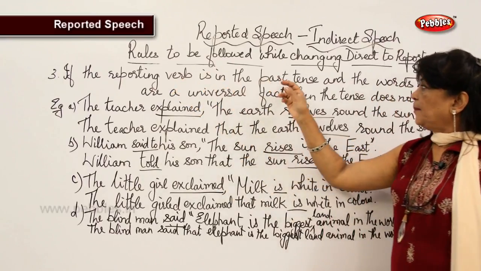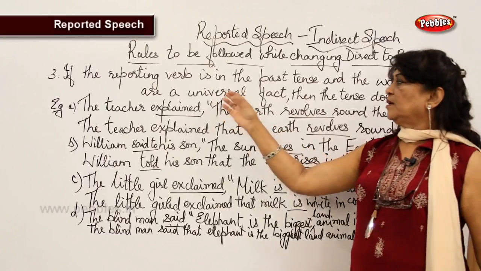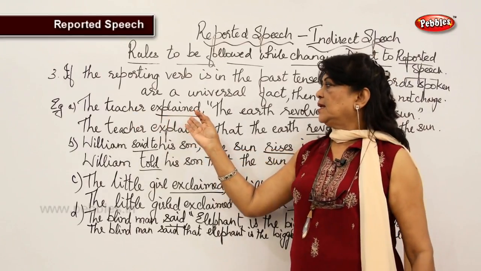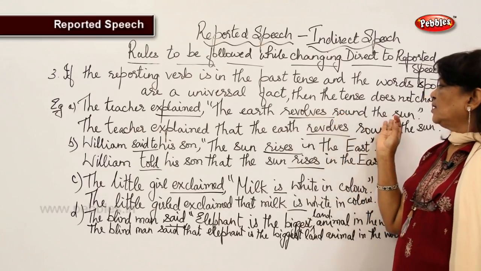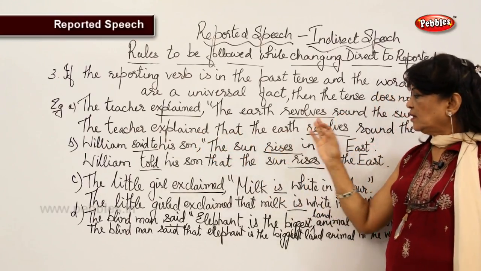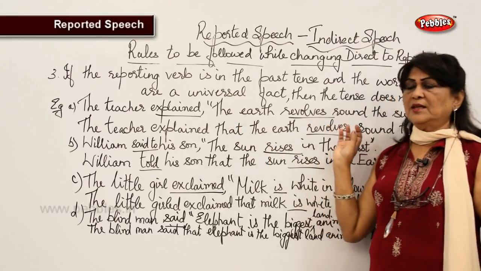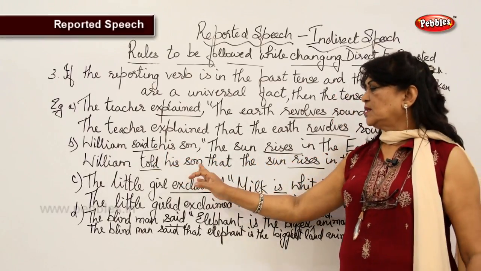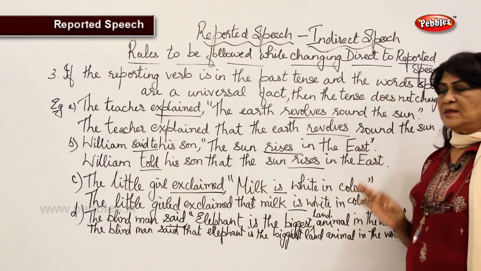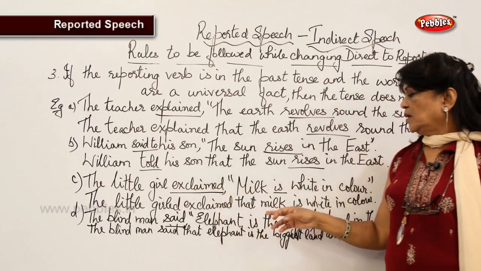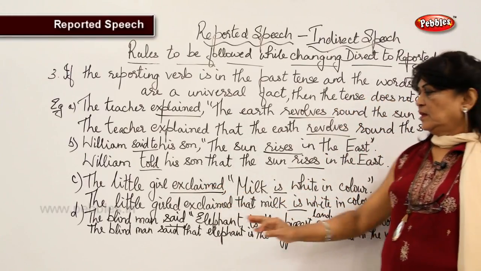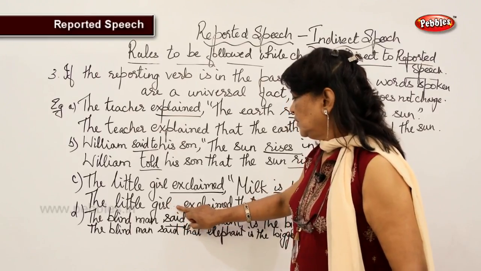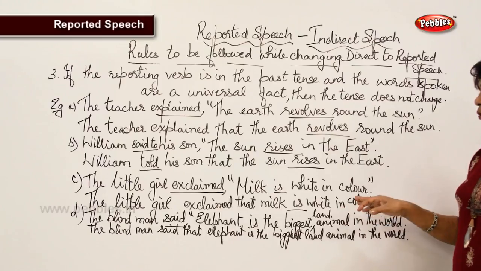If the reporting verb is in the past tense and the words spoken are a universal fact, then the tense does not change. The teacher explained, the earth revolves around the sun. The teacher explained that the earth revolves around the sun. We do not change the tense here. William said to his son, the sun rises in the east. William told his son that the sun rises in the east. The little girl exclaimed, milk is white in color. The little girl exclaimed that milk is white in color.